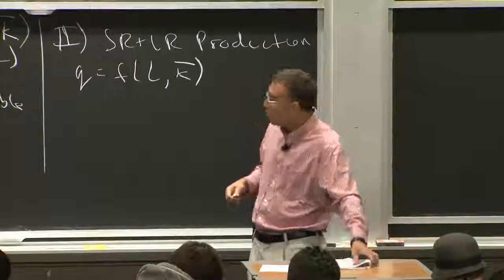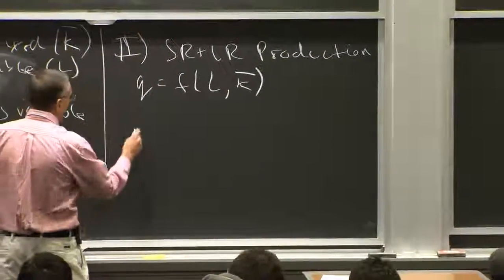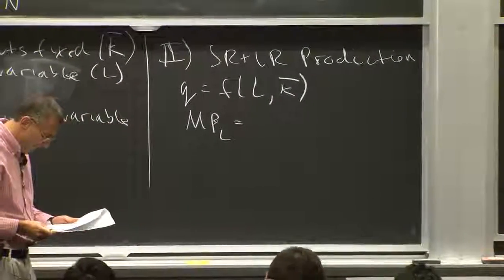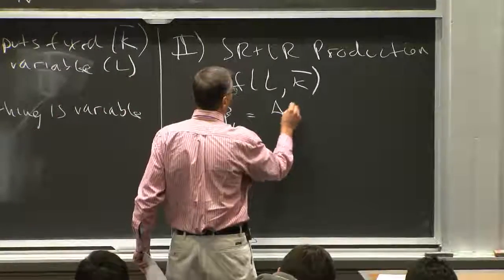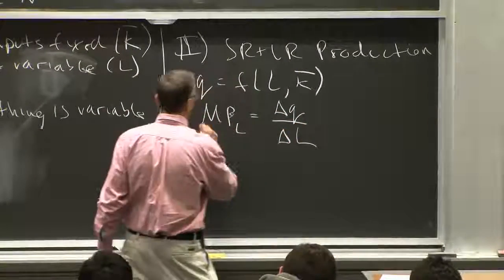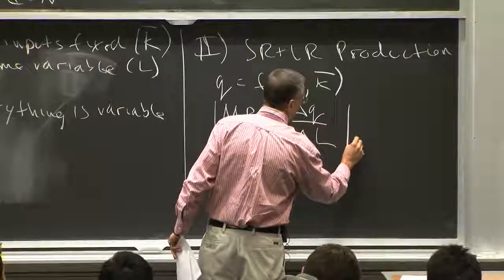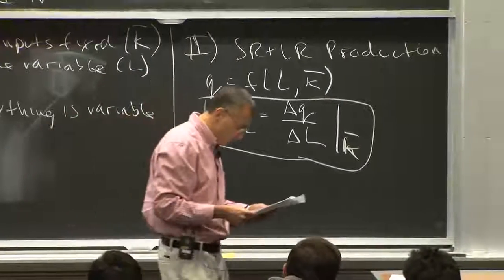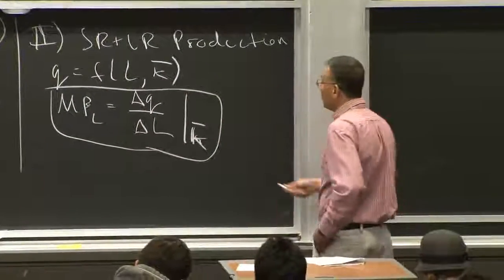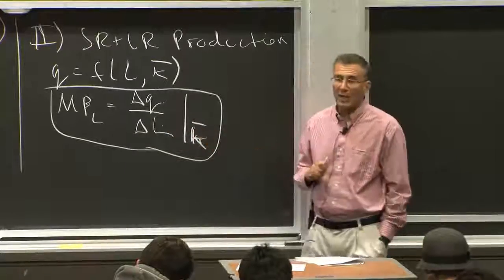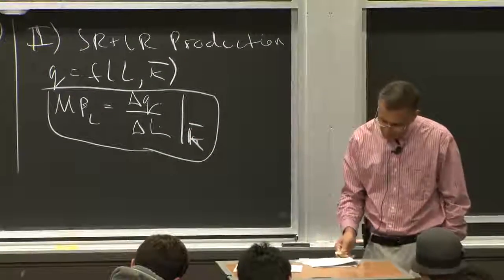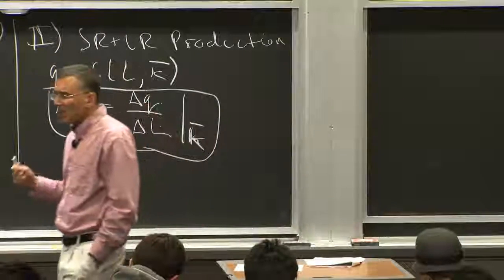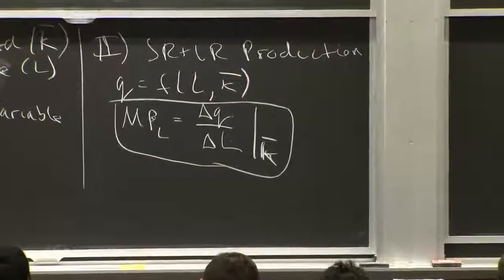And in doing so, you're going to focus on something we call the marginal product of labor. The marginal product of labor is the change in output per unit change in labor holding capital fixed in the short run. It's the change in quantity produced for a given change in labor holding capital fixed. That's going to be your short-run marginal product of labor. And we are going to assume that that is generally diminishing.